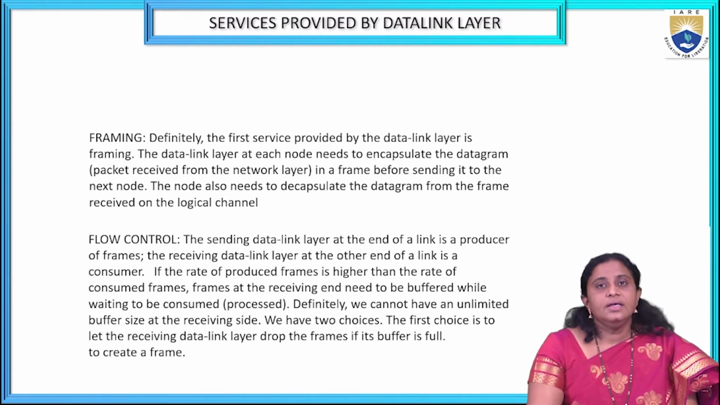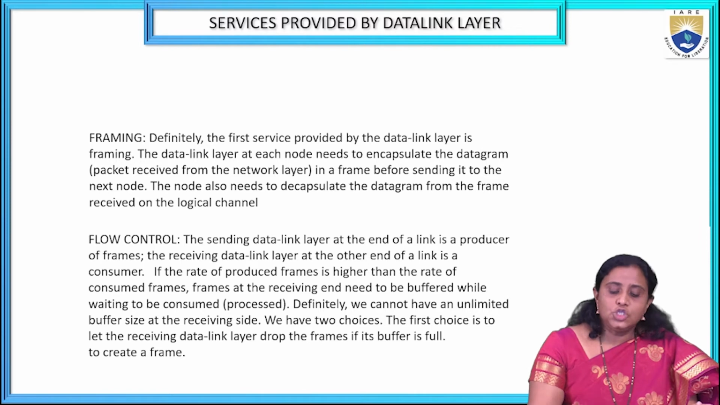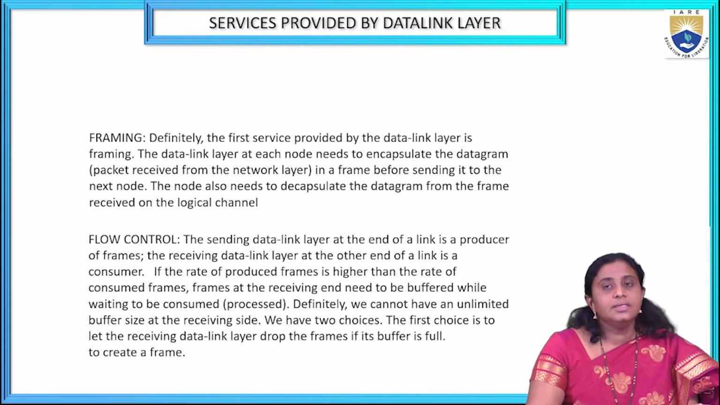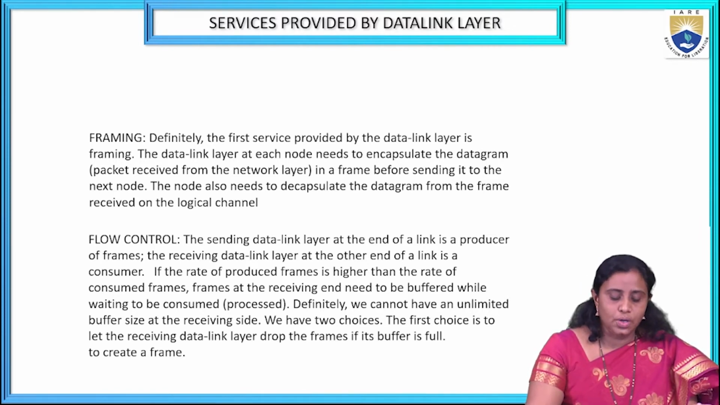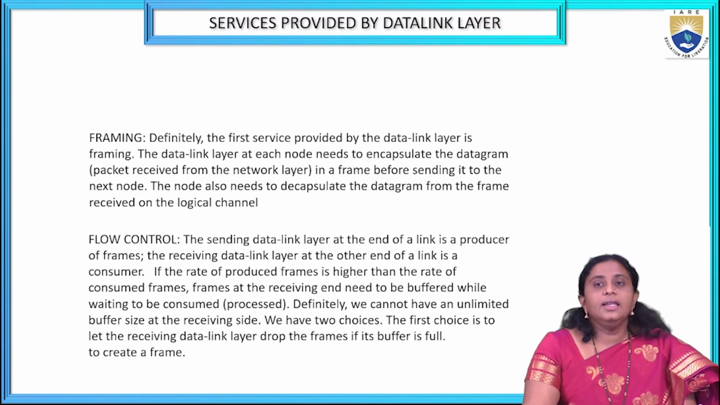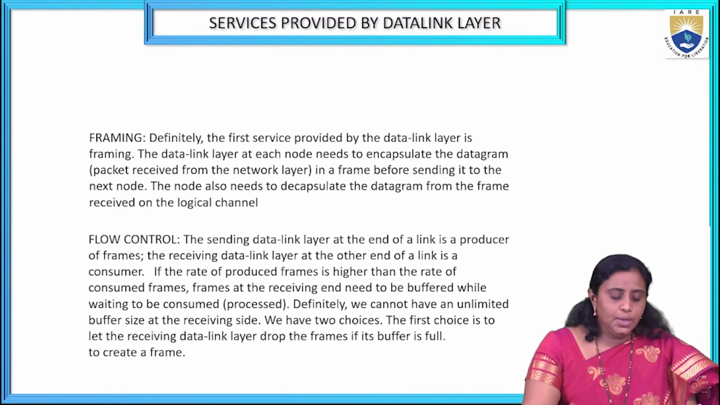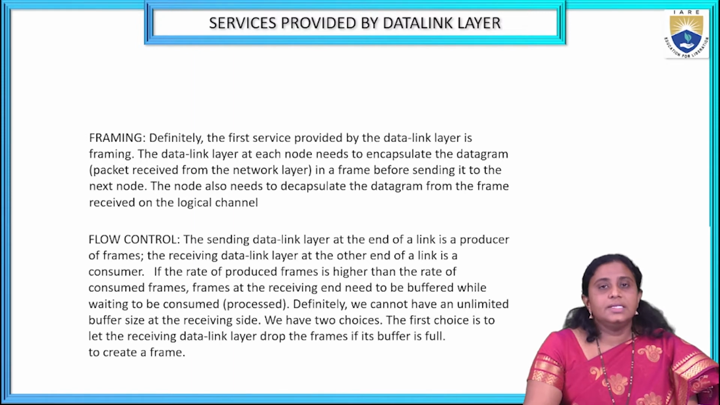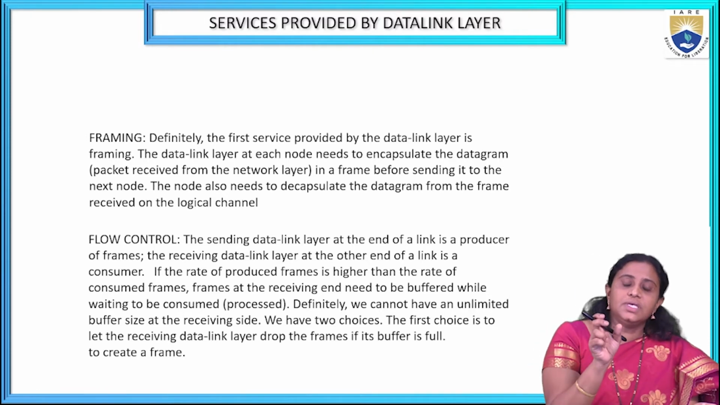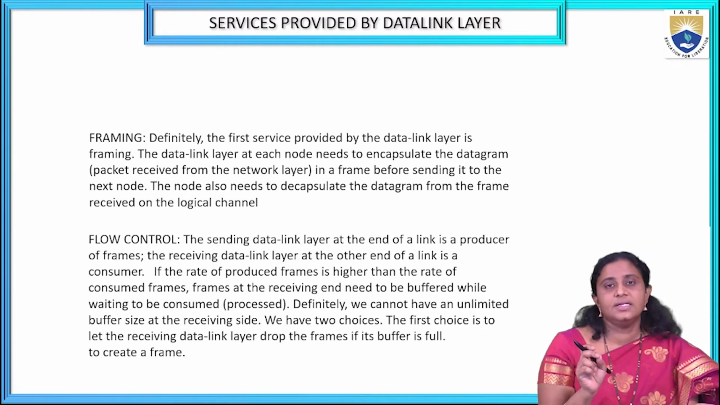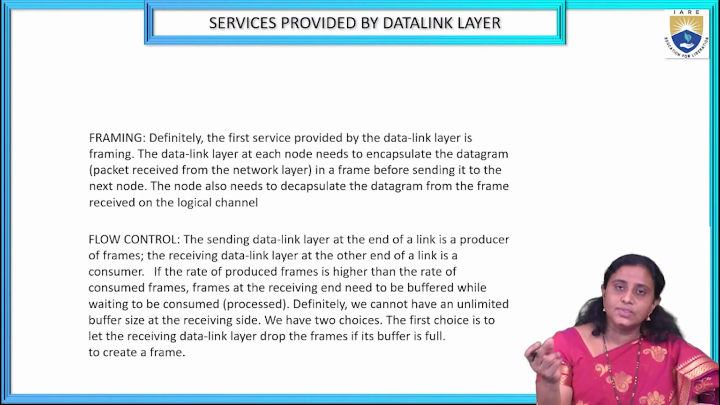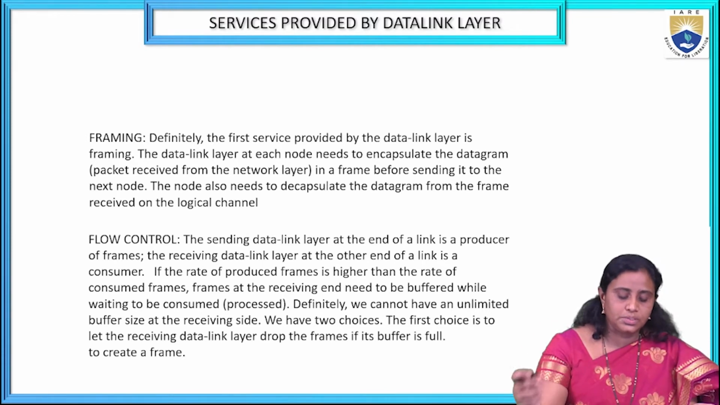The second service provided by the data link layer is flow control. The sending data link layer at the end of the link is a producer of the frames. The receiving data link layer at the other end of the link is what we can call a consumer. The producer is either a sender or a source host, and the other one is a consumer or destination host.